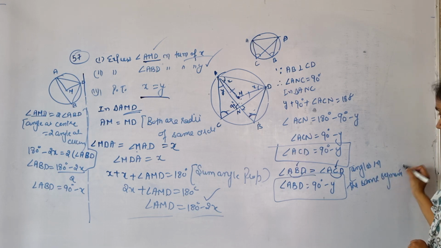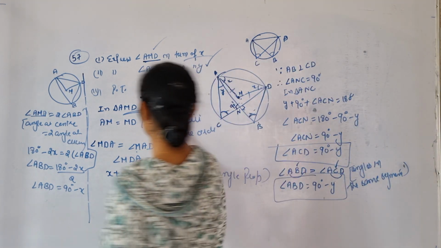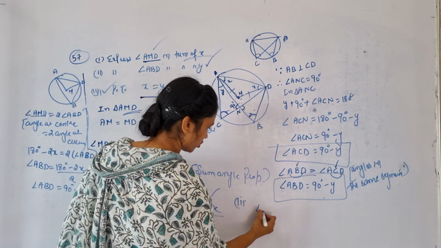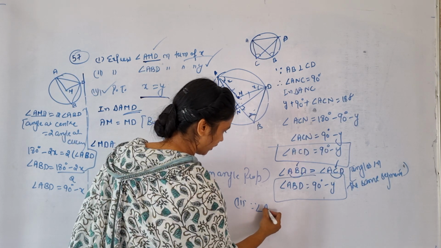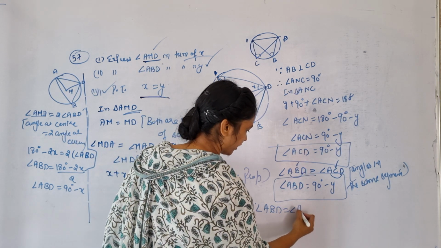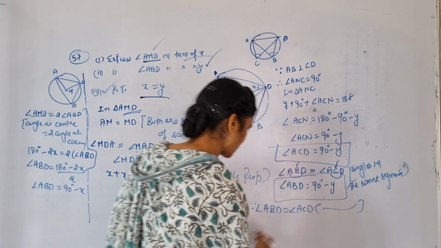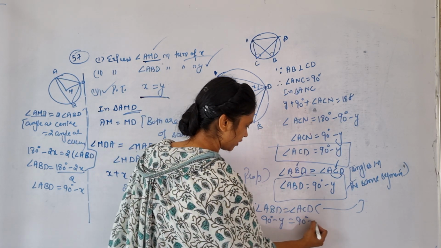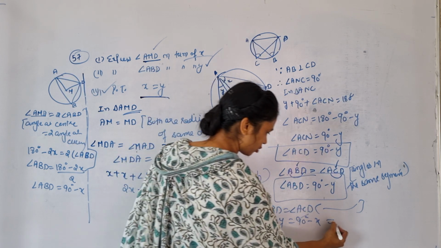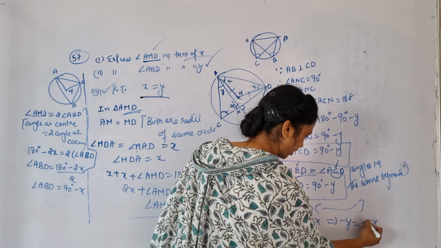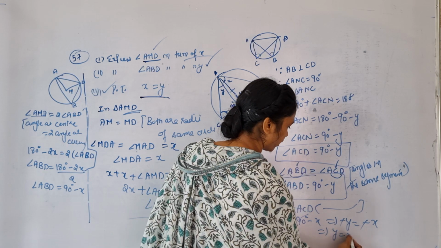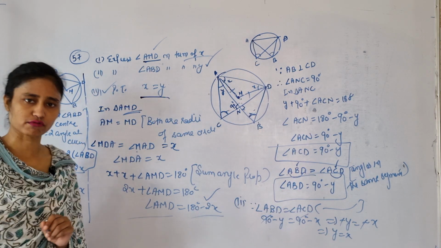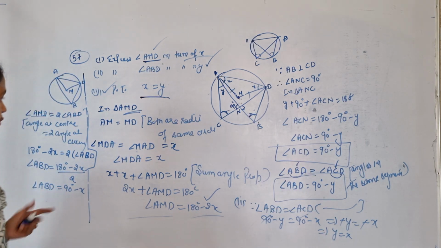Again I will use this result to get this third part. Angle ABD is equal to angle ACD, angles in the same segment. ABD is 90 degrees minus y, and this is 90 degrees minus x. The 90 degrees cancel out, minus y is equal to minus x, the minus signs cancel out, we get x is equal to y, or y is equal to x, one and the same thing. So hence proved, all the three parts we have solved. Hope this sum is clear to you.